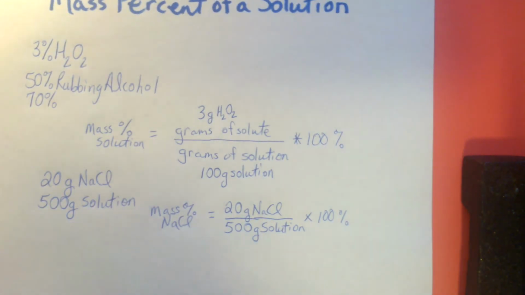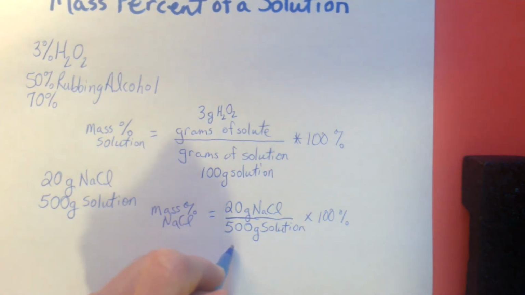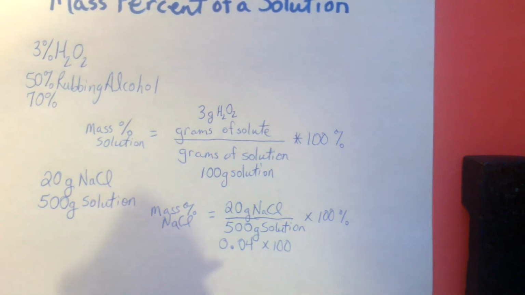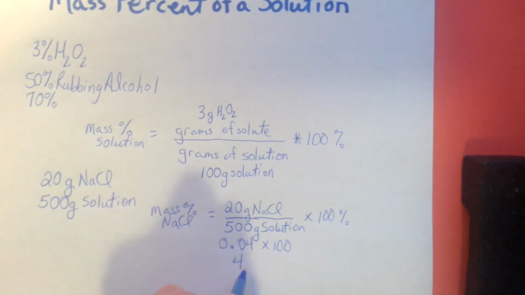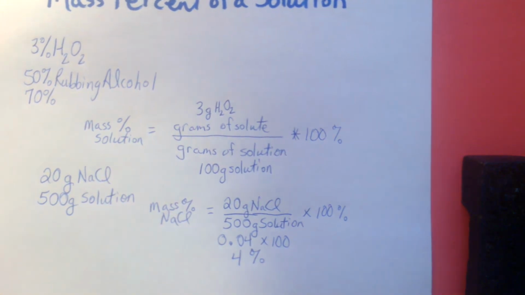So we would have 20 divided by 500, and that comes out to be 0.04. And then we multiply by 100 so we can have the percentage marker, and we would have what we would say is a 4% salt water solution.